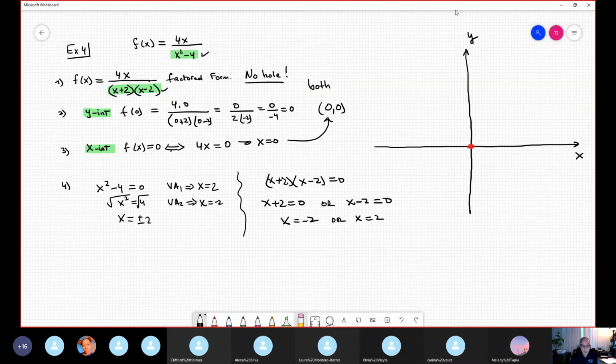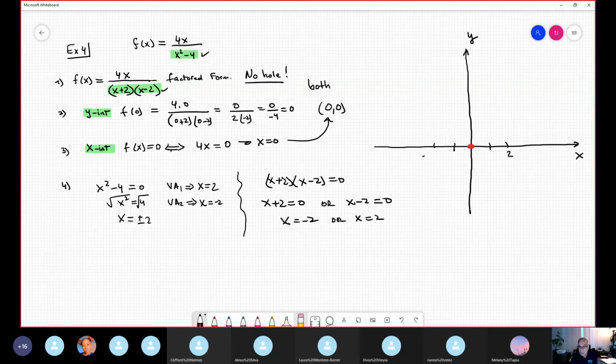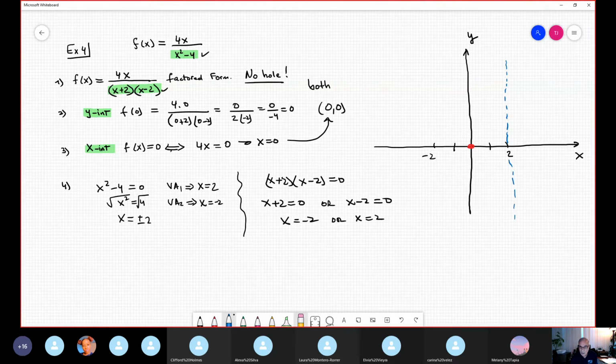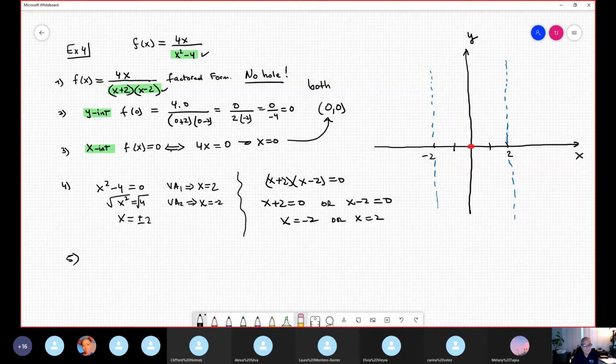What more information do we have? We have the vertical asymptotes at 2 and minus 2. The vertical asymptote is always represented by a vertical dotted line. In this case, I put it in blue color. I have some idea, approximately, of the graph. This is the information that I have so far. Everyone follow me?